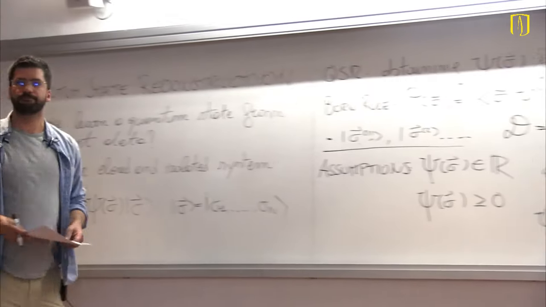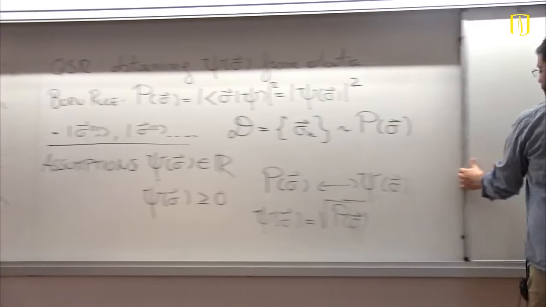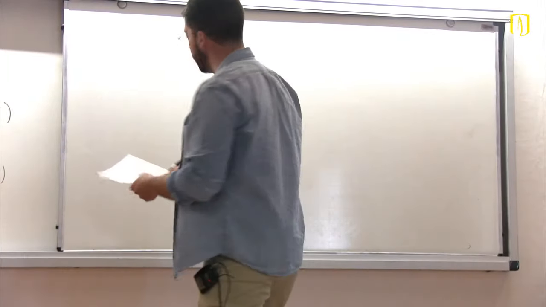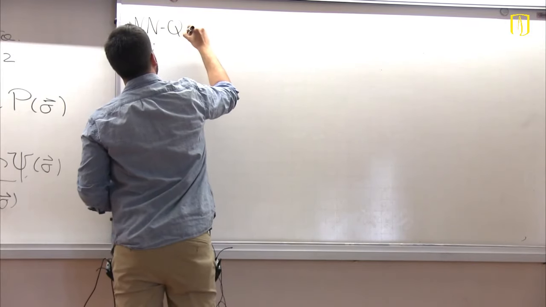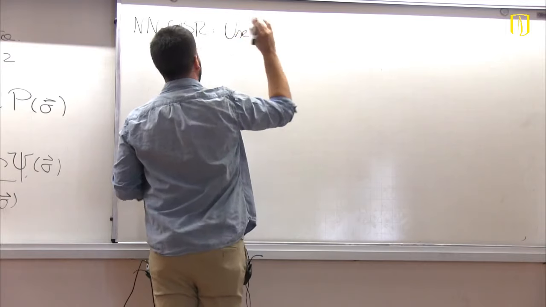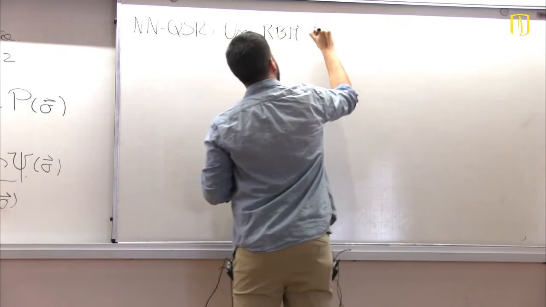Make sense? And this is essentially how we're going to formulate our quantum state reconstruction with the neural network, right? So this neural network quantum state reconstruction means, in this case, let's say RBM, use an RBM to learn P of sigma.